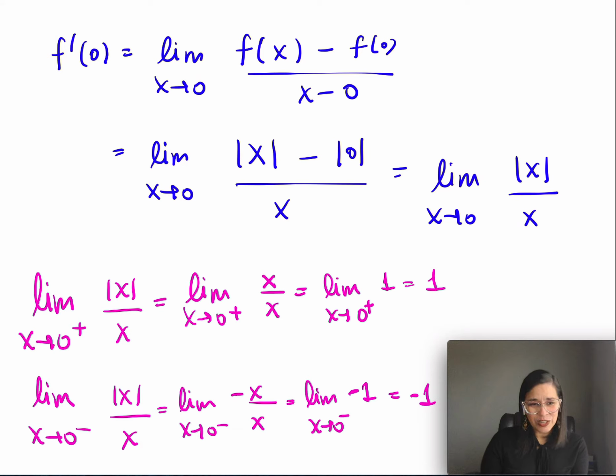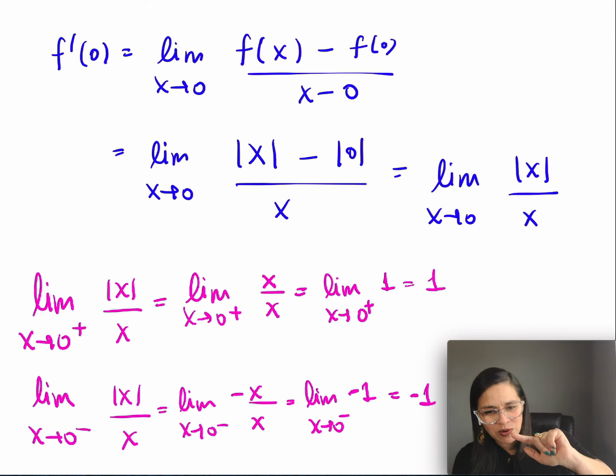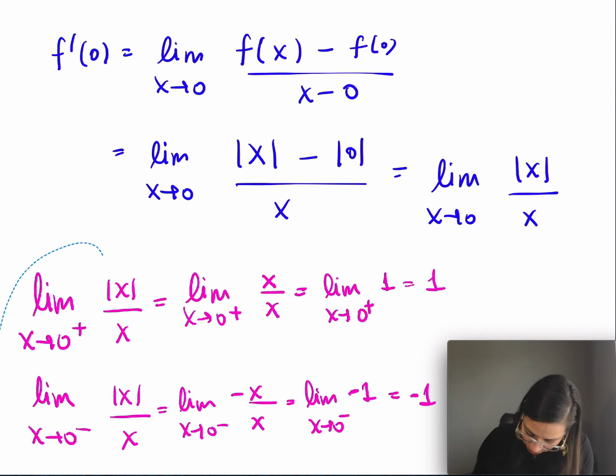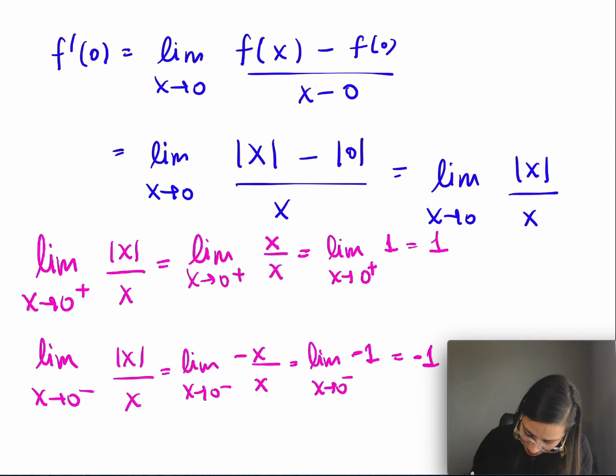Right? Well, since you got negative 1 from the left and positive 1 from the right, then at 0, that limit does not exist. Okay? Does that make sense? So let me just move this a little so I can write everything in the same place.